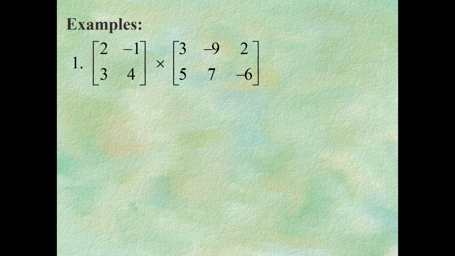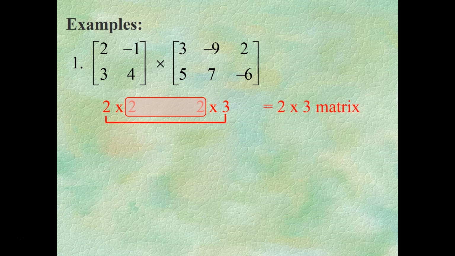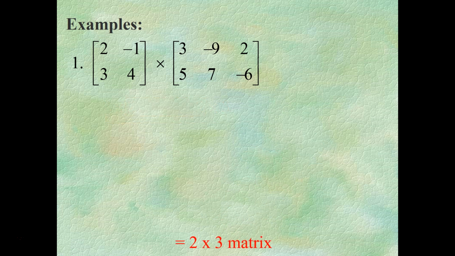So let's see how we would multiply two matrices together. In this example, we have a 2 by 2 matrix and a 2 by 3 matrix. So we always want to make sure, again, that these two numbers are the same. And they are. So when we multiply these together, our answer is going to be a 2 by 3 matrix. Now, how do we do that? Well, remember we're going to multiply each row by each column.